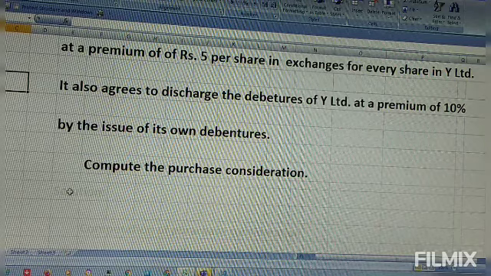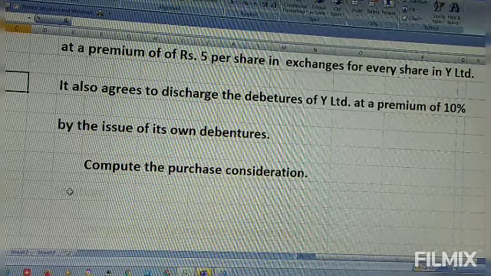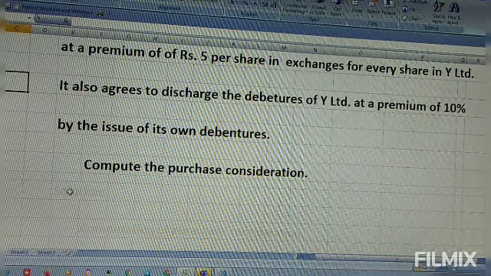Only what we have to take, because it's a net payment method. Remember, it is the net payment method. That's why debentures or the liabilities discharged by the transferee company should not be taken. That you have to keep in your mind.